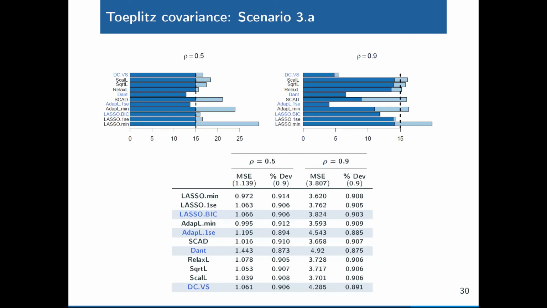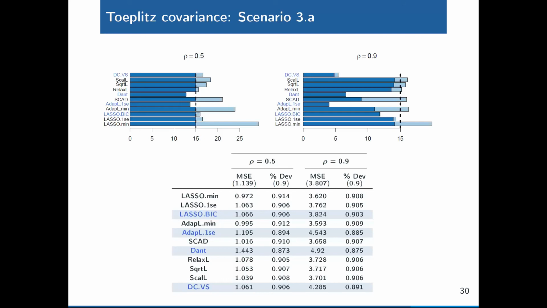We can appreciate that most of the algorithms fail to correctly interpret the data structure. So, for example, the Lasso versions, especially the Lasso with the lambda minimizing the mean square error, the Lasso min, and others such as the adaptive Lasso min, the SCAD algorithm, even the relaxed Lasso, square root Lasso, and scaled Lasso, fail to correctly interpret the structure of the data and try to recover the complete set of covariates, but add a lot of noise.